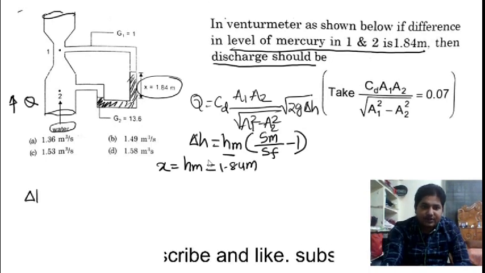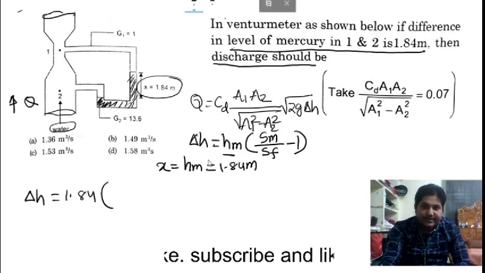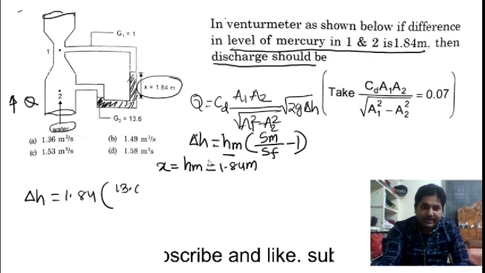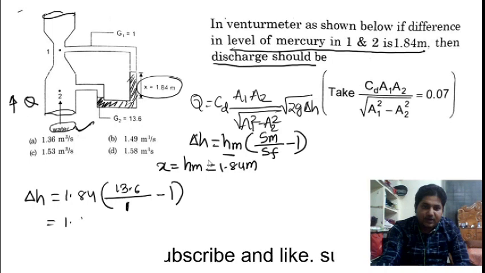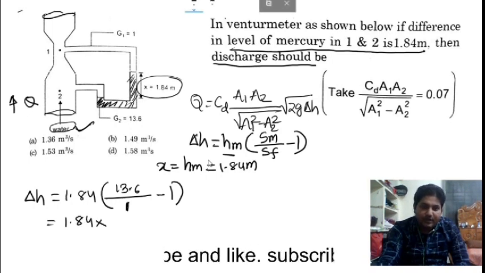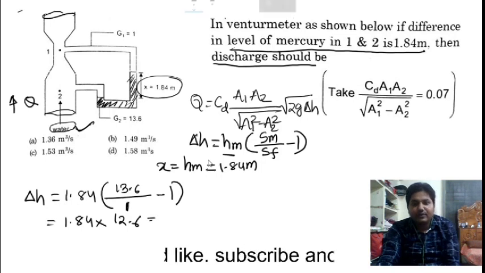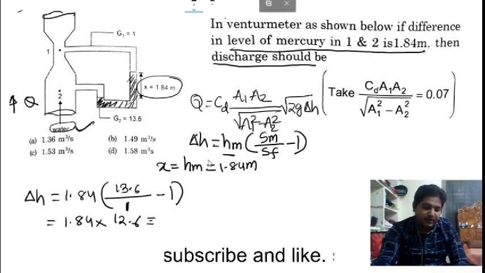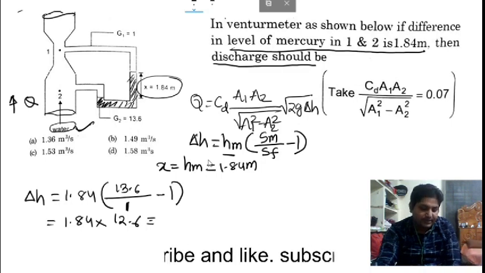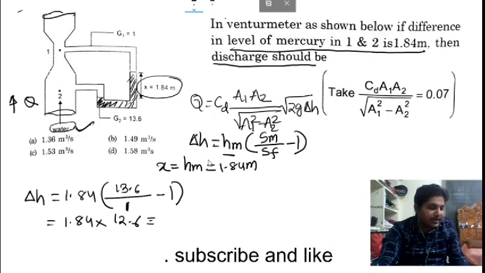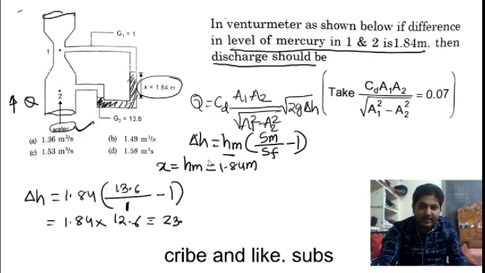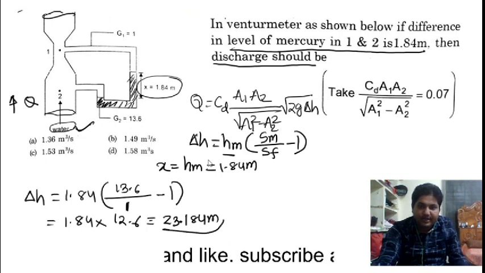Now you can find out delta H. Delta H will be equal to 1.84 into (the specific gravity of the manometric fluid, which is given as 13.6, divided by the specific gravity of the fluid, which is water, so 1, minus 1). So 1.84 into 12.6, and this value we are getting is 23.184 meter.